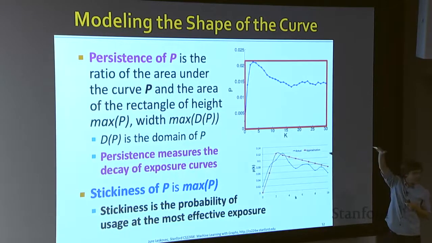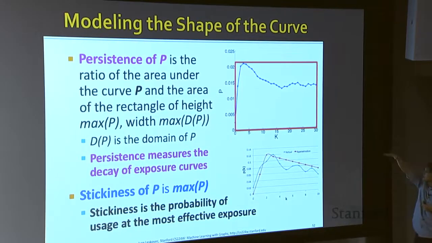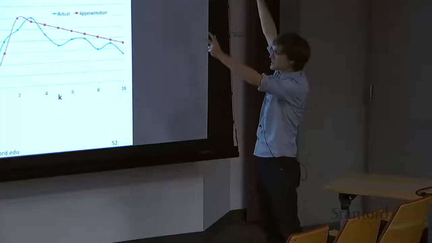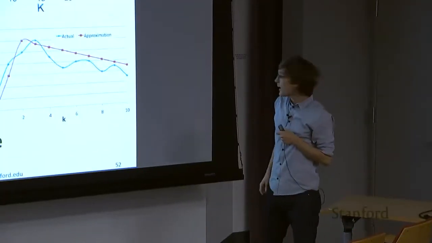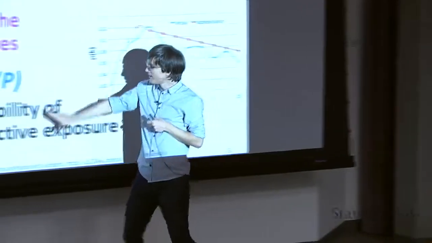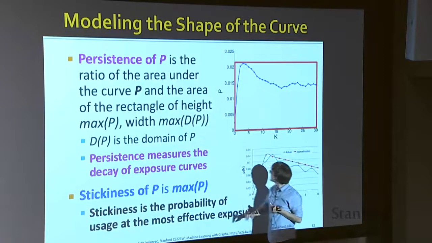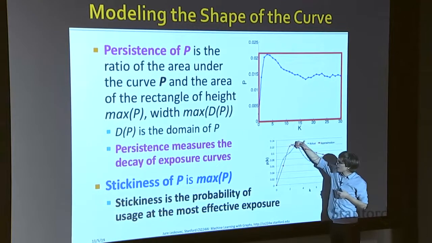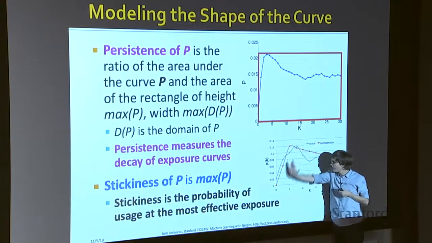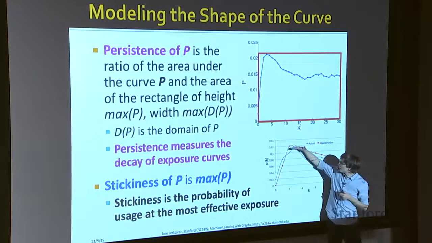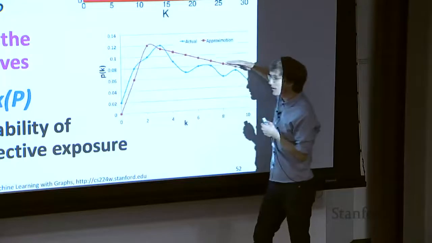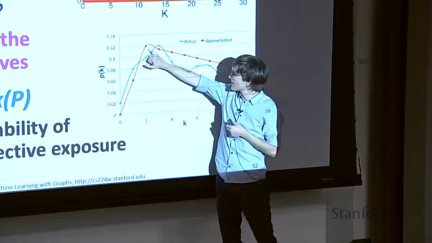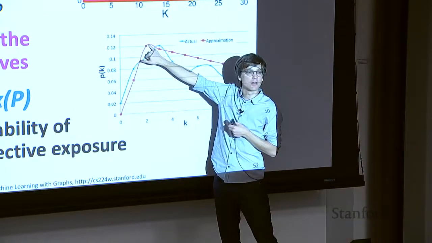If the curve is persistent, then it will stay flat. It means it will cover most of the square. And then they said they also have this notion of stickiness, which is what is the highest value of p over any k. So basically, one is asking how quickly the curve is decaying, and the other one is asking what the peak of the curve is.